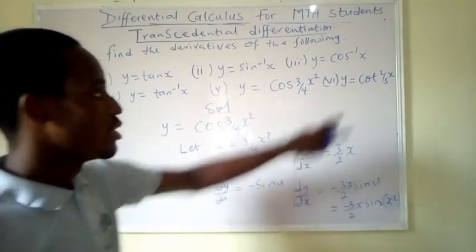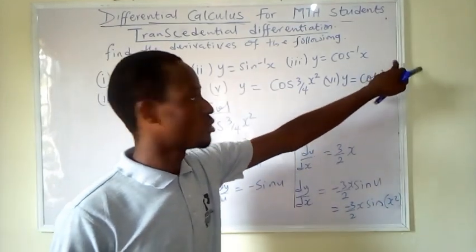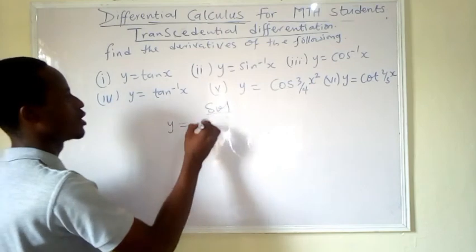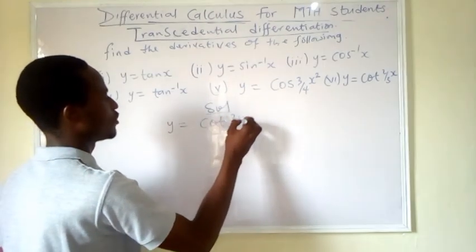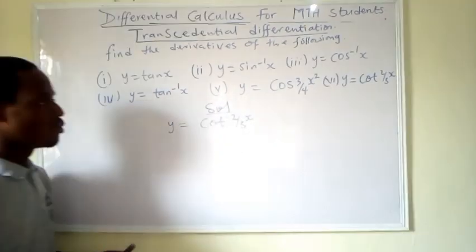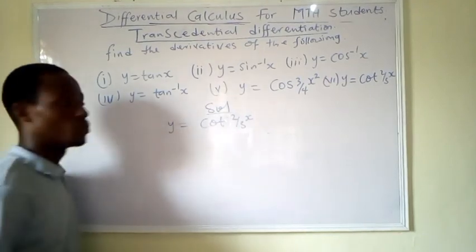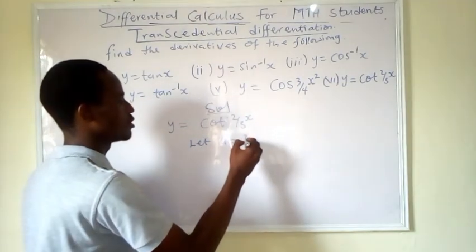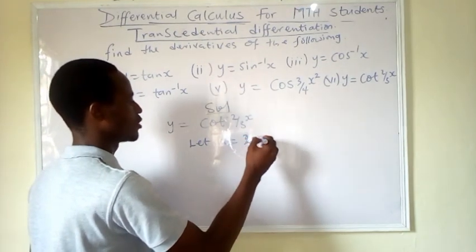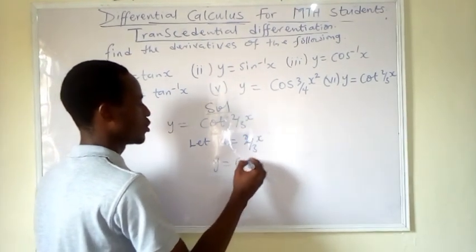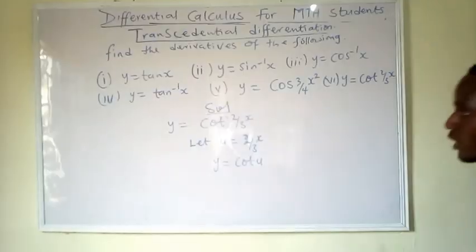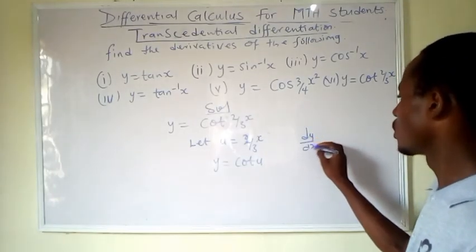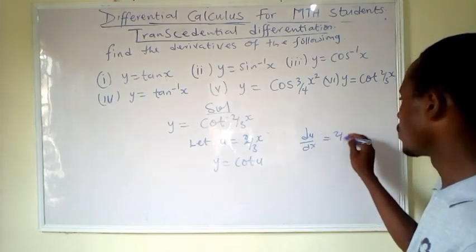As simple as that. So let's move to the cot of 2 all over 3x. If I have y equals the cot of 2 all over 3x, what I'm going to do here is also the chain rule. So let u equal 2 all over 3x, so that y will be the cot of u. Then I find the derivative of this. So du dx will give me 2 all over 3.